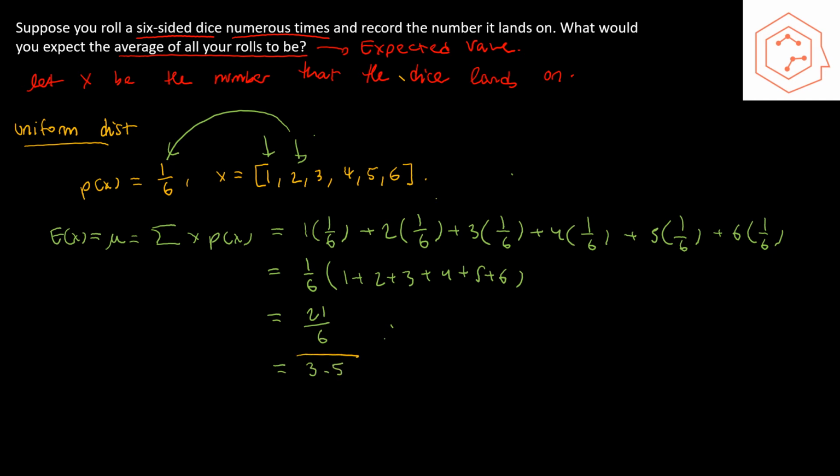Therefore, if you rolled your 6-sided die multiple times and recorded the number that it lands on, eventually the average of all the rolls would be very close or approaching the value of 3.5.